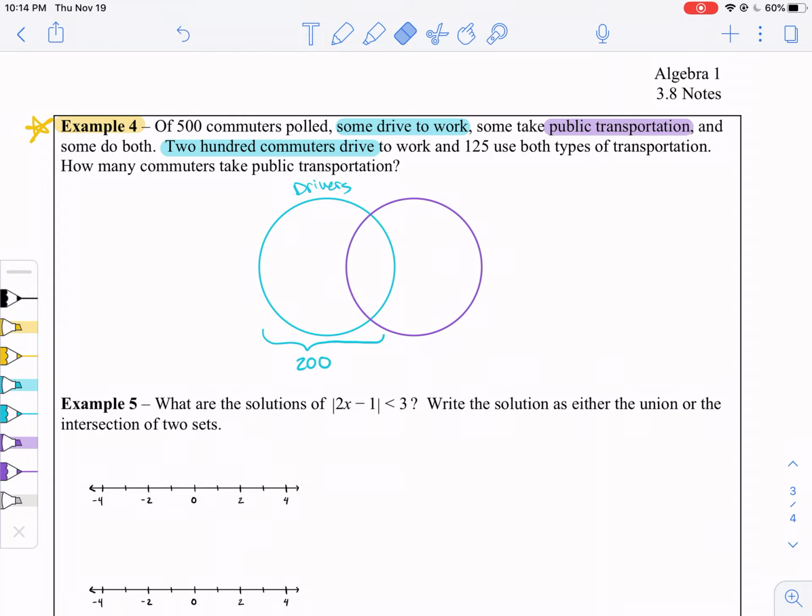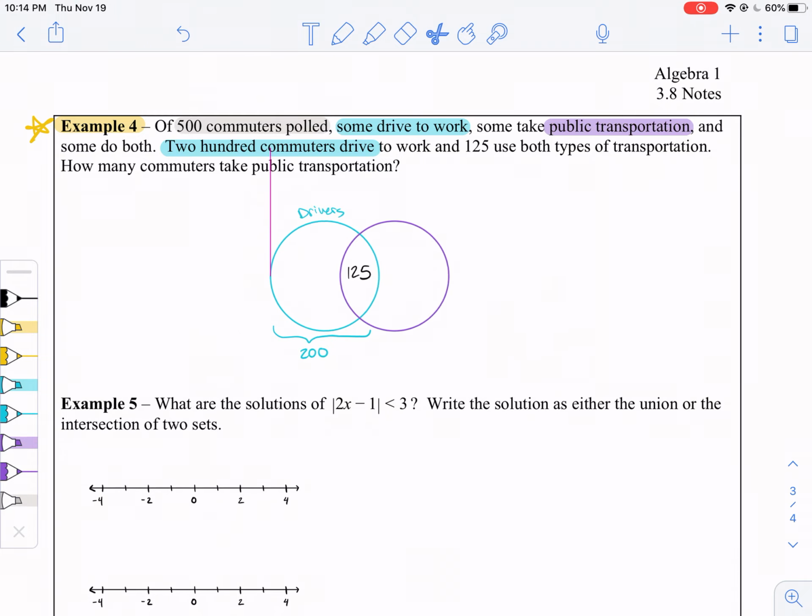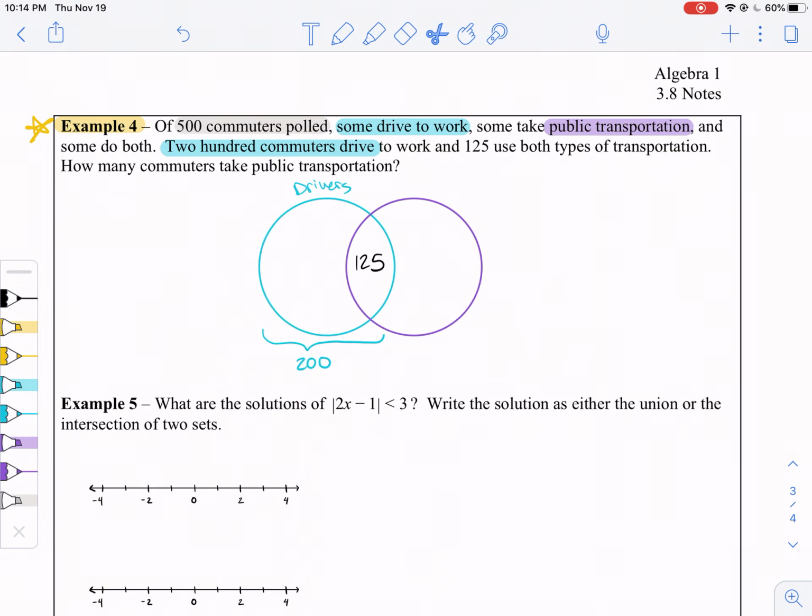125 use both types of transportation. How many commuters take public transportation? Well, there's one other key piece of information we haven't used yet. There are 500 commuters total, which means in our universe, if we were to put a number here plus this number plus this number, they would all add up to 500. So we know that we have 200 total, and we know that 125 of them are both.